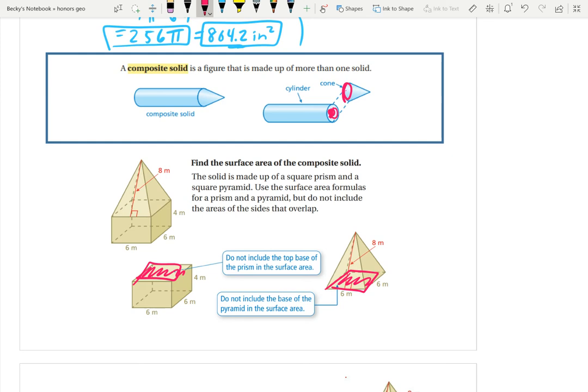So in the next video, I'm going to go over how to do this problem.